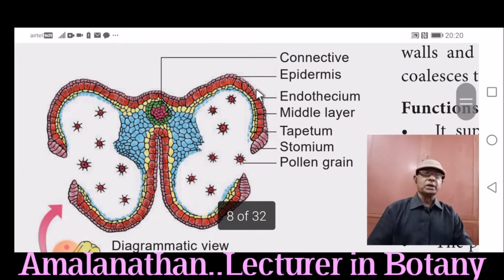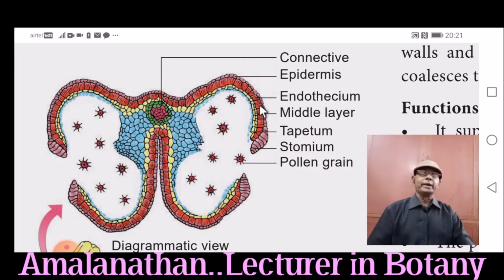Endothecium is the next layer present to the epidermis. Just below the epidermis, there is a single layered, radially elongated cells that is called endothecium. Inner tangential wall develops a band of cellulosic layer. Sometimes radial wall also contain slightly lignified cellulosic layer. Here in the endothecium, the cells are hygroscopic because they are water absorbing structure.